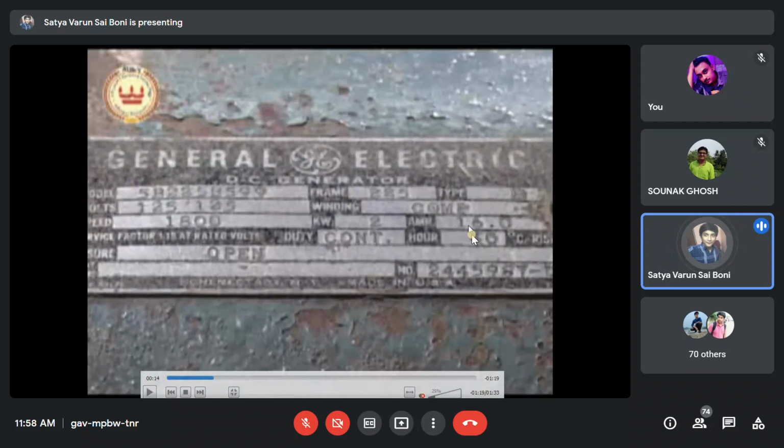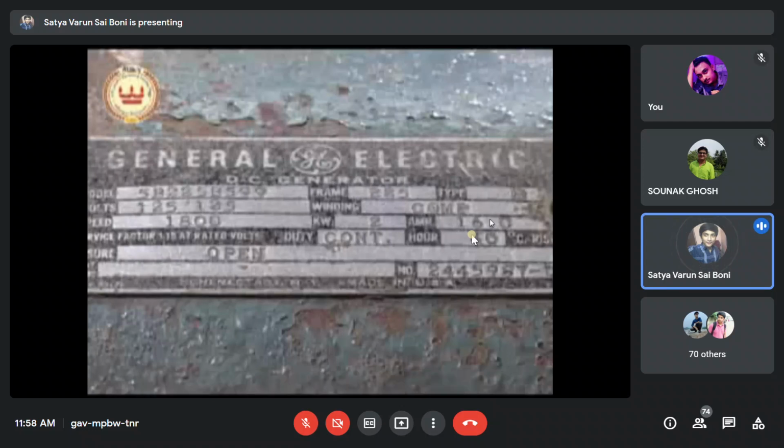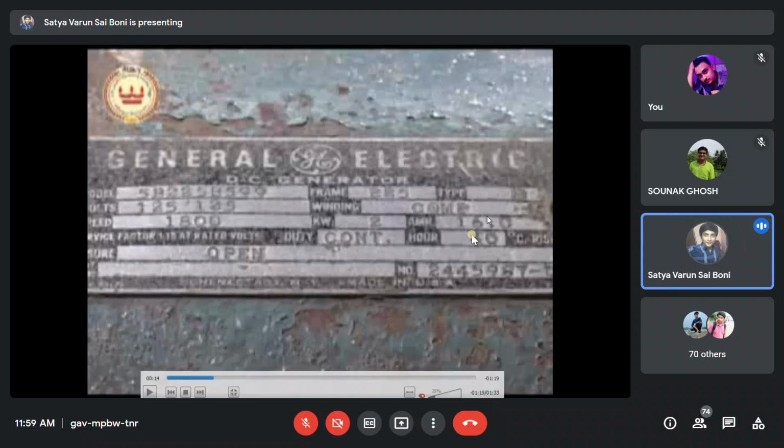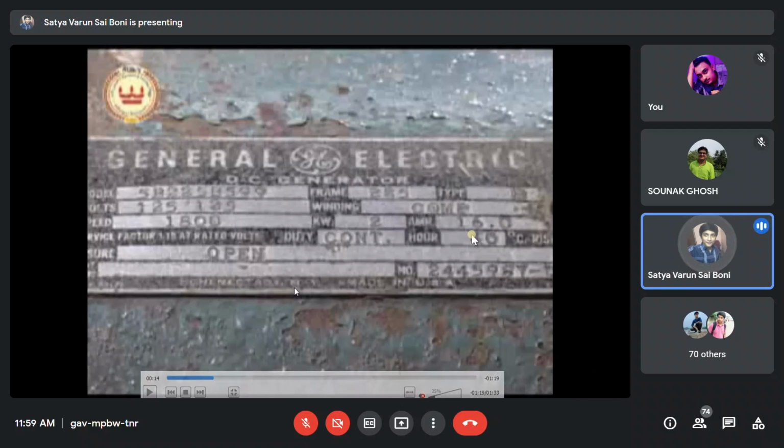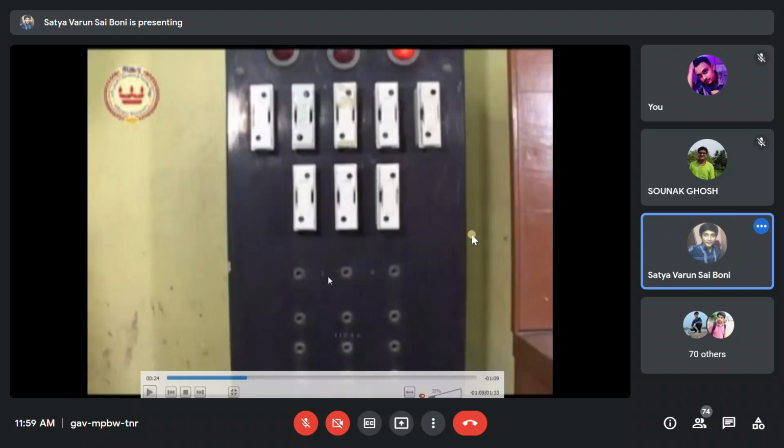This is the rating I told you about. You can see the current rating here, 16 amps. Based on these values only, you should take the ammeter and voltmeter values. You can also see the rating of the 2 kilowatt machine and the RPM. These are things you can see from the nameplate data.